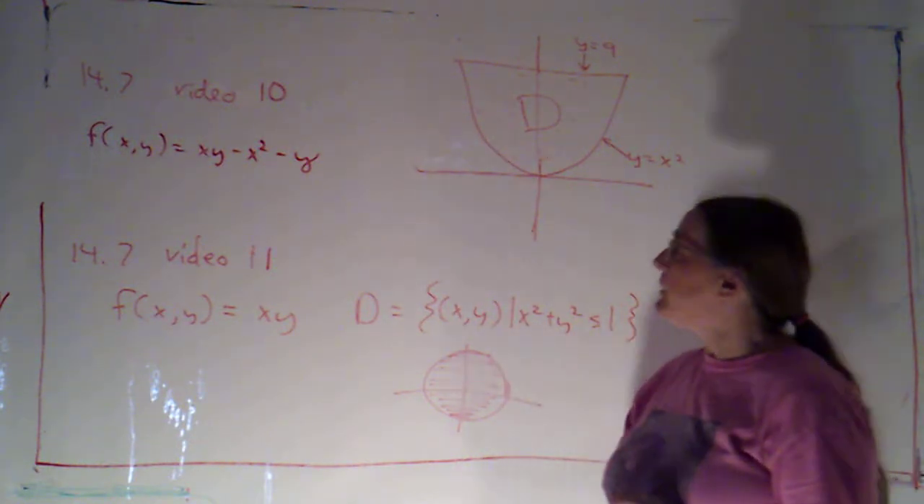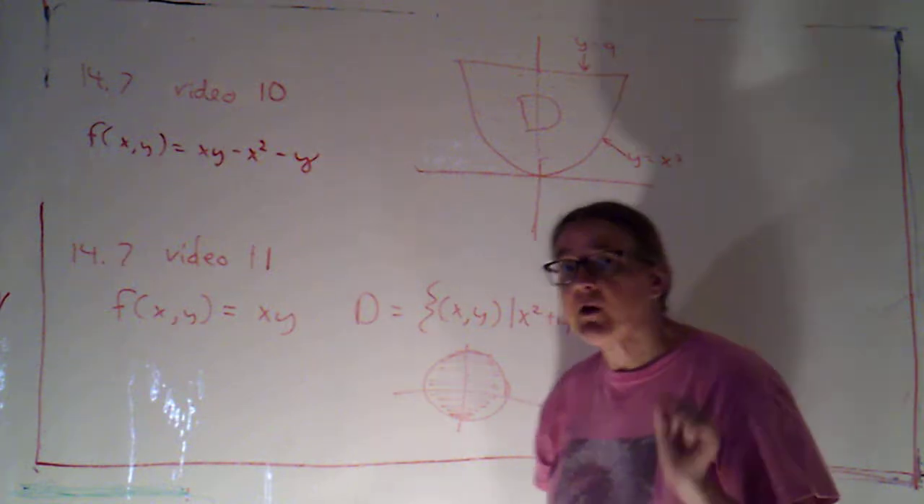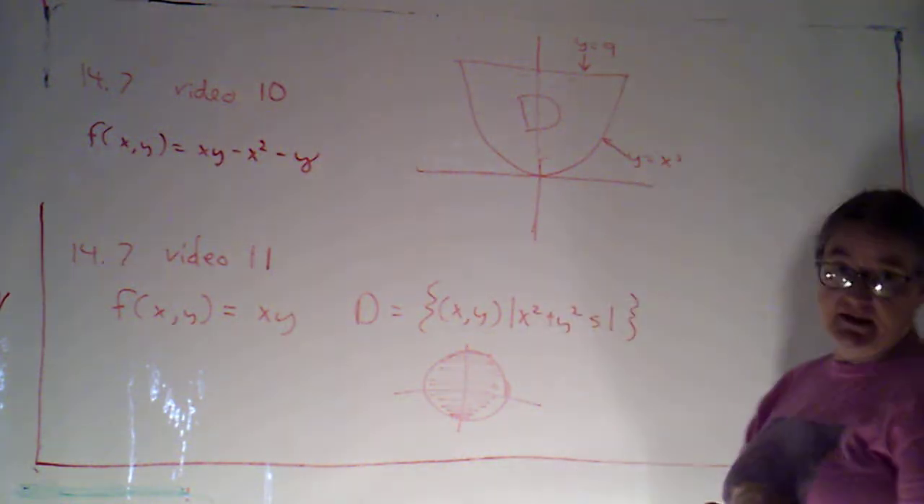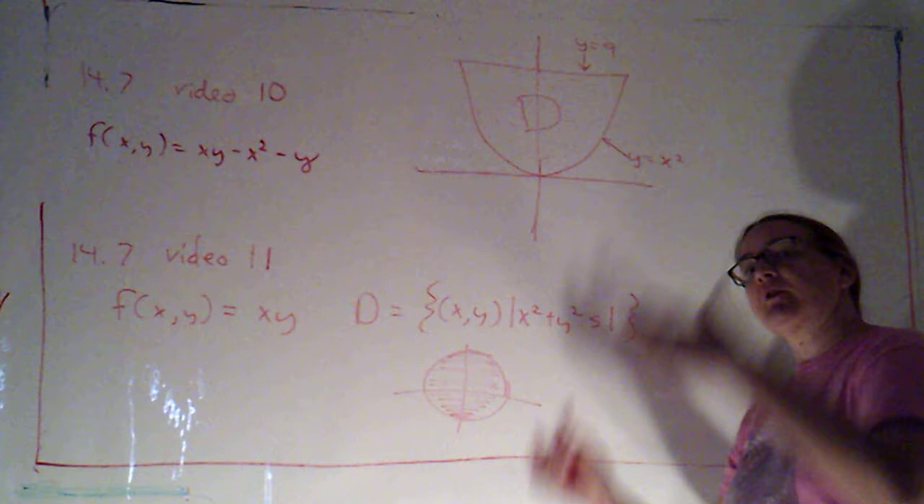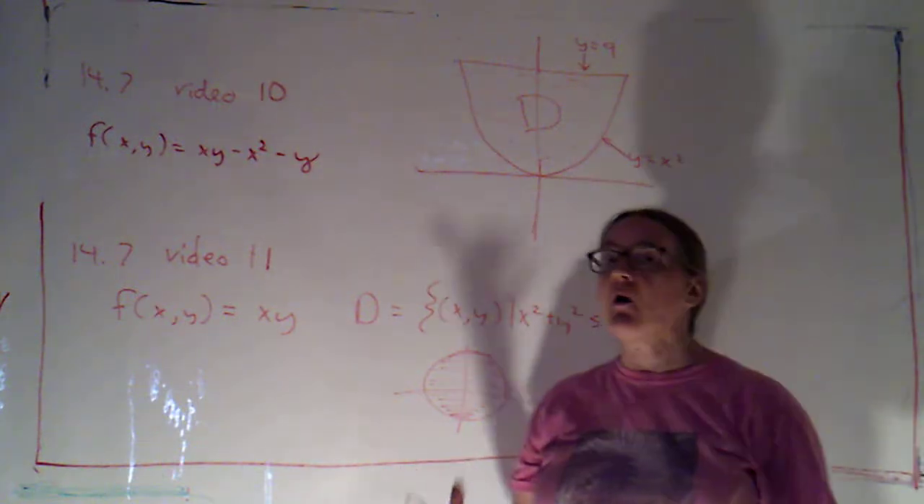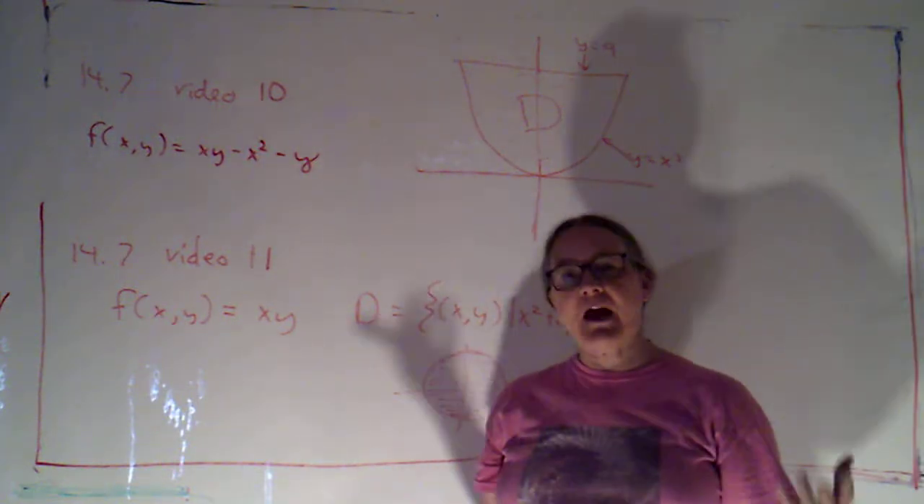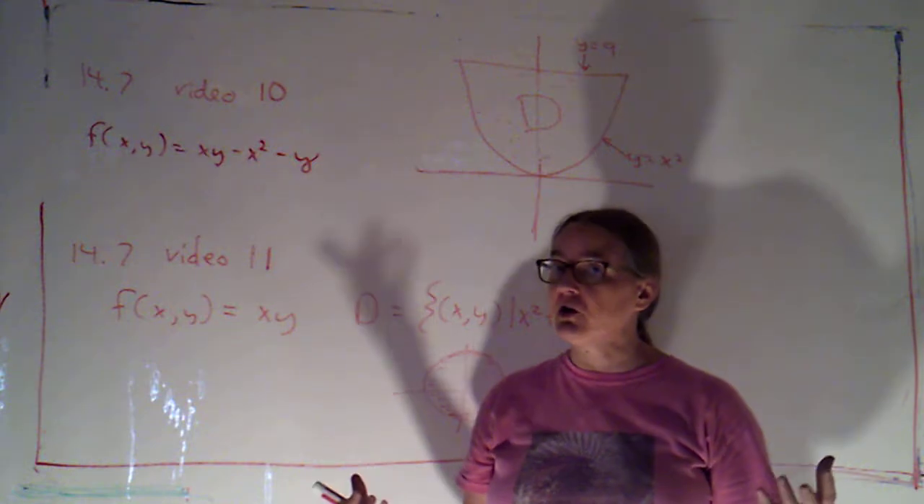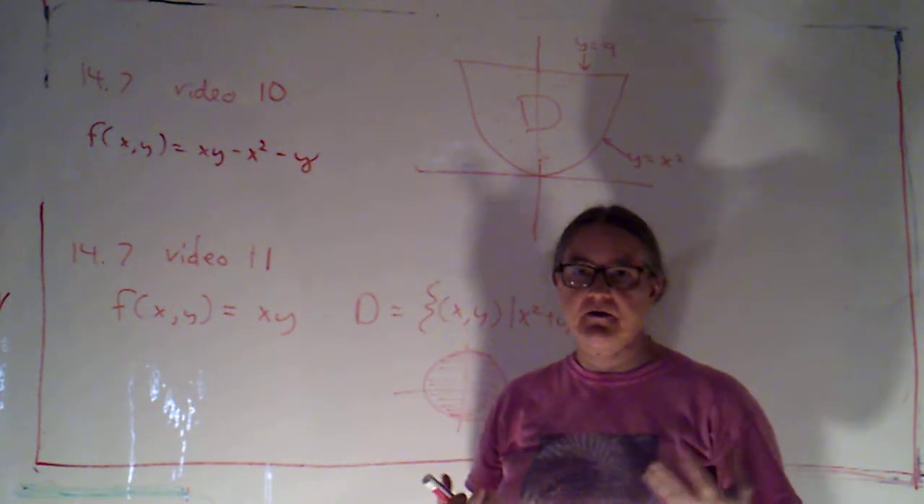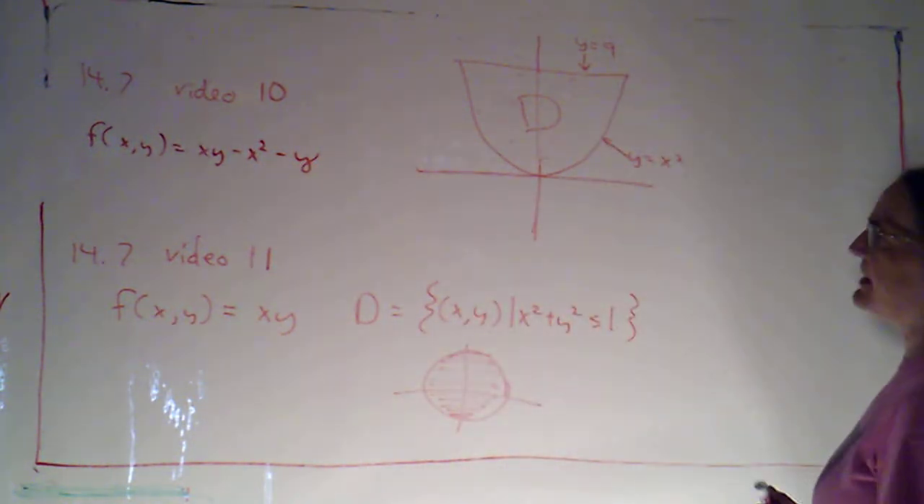Okay, well, back in 14.7, we checked the boundary by parametrizing the boundary. And now in 14.8, we've learned that sometimes we've got an alternate method. If the boundary can be described as a level curve, we can use Lagrange multipliers. So I just want to compare these two examples.